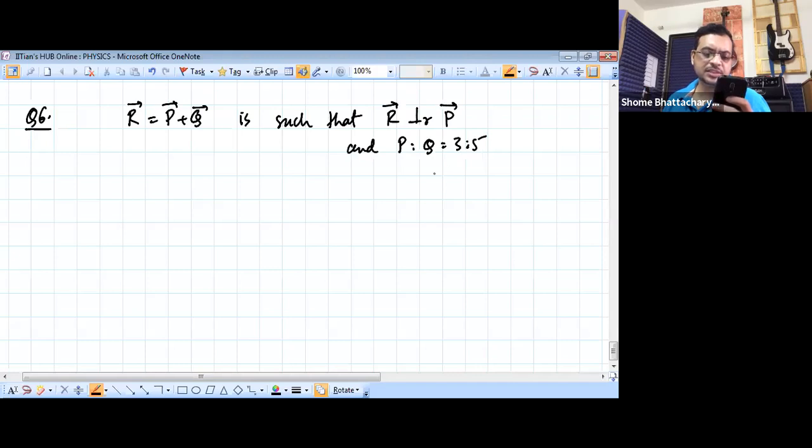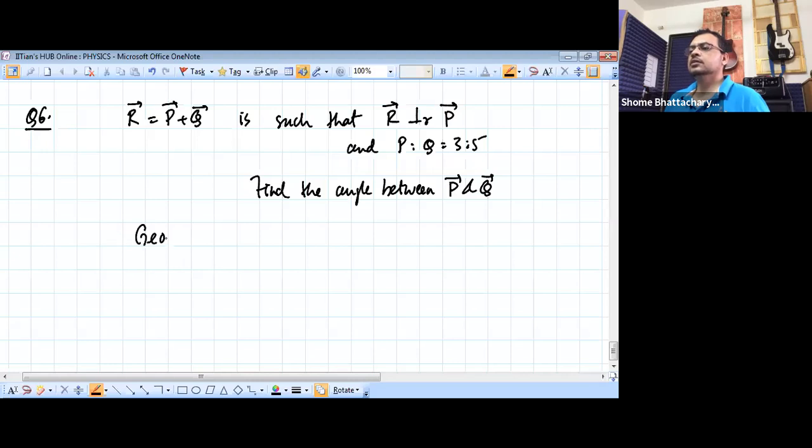There's again a misprint in the paper. It's not A and B. Just make a correction over here. A is written here, it should be P instead of A. And we want to find the angle between P and Q. So again, there are a couple of ways we can do this.